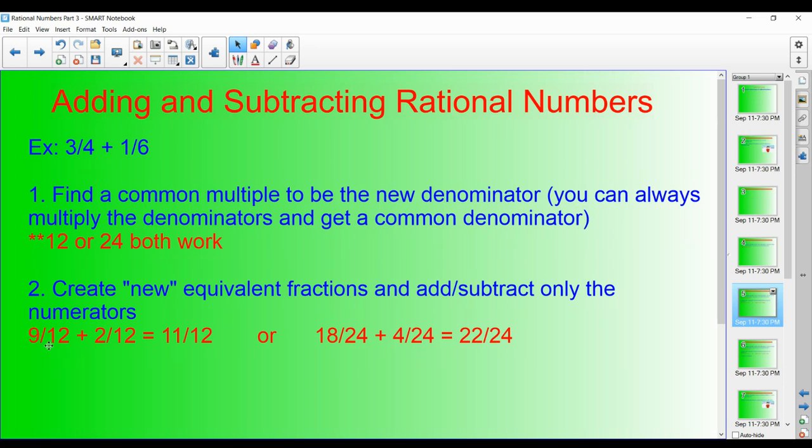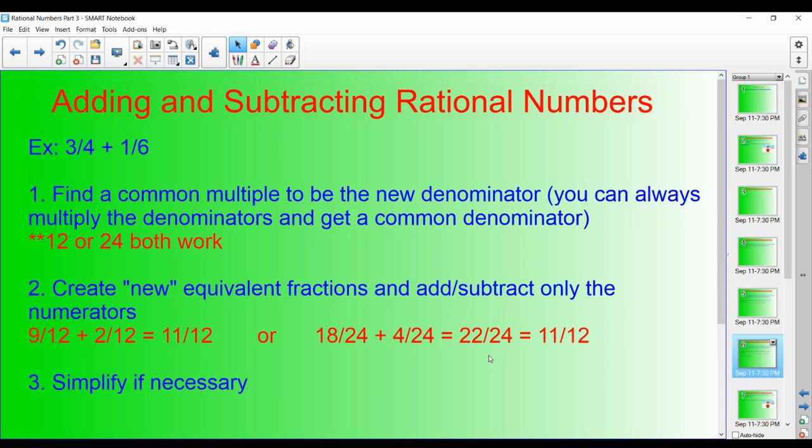Either way, once they have common denominators, you add the numerators across. So 9/12 plus 2/12 is 11/12, or 18/24 plus 4/24 equals 22/24. And the last thing you might have to do is simplify. So 22/24, numerator and denominator both divisible by 2, so it becomes 11/12. So both answers are the same. It does not matter whether you start with the smallest possible denominator or simplify later.